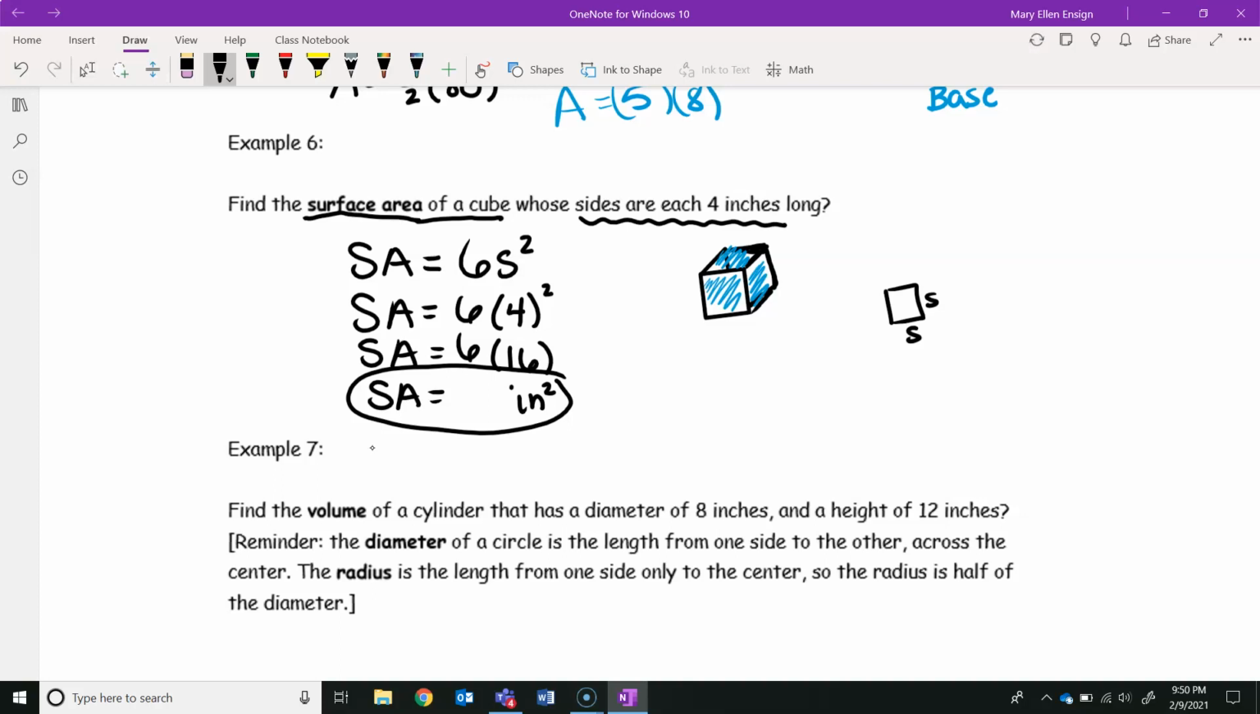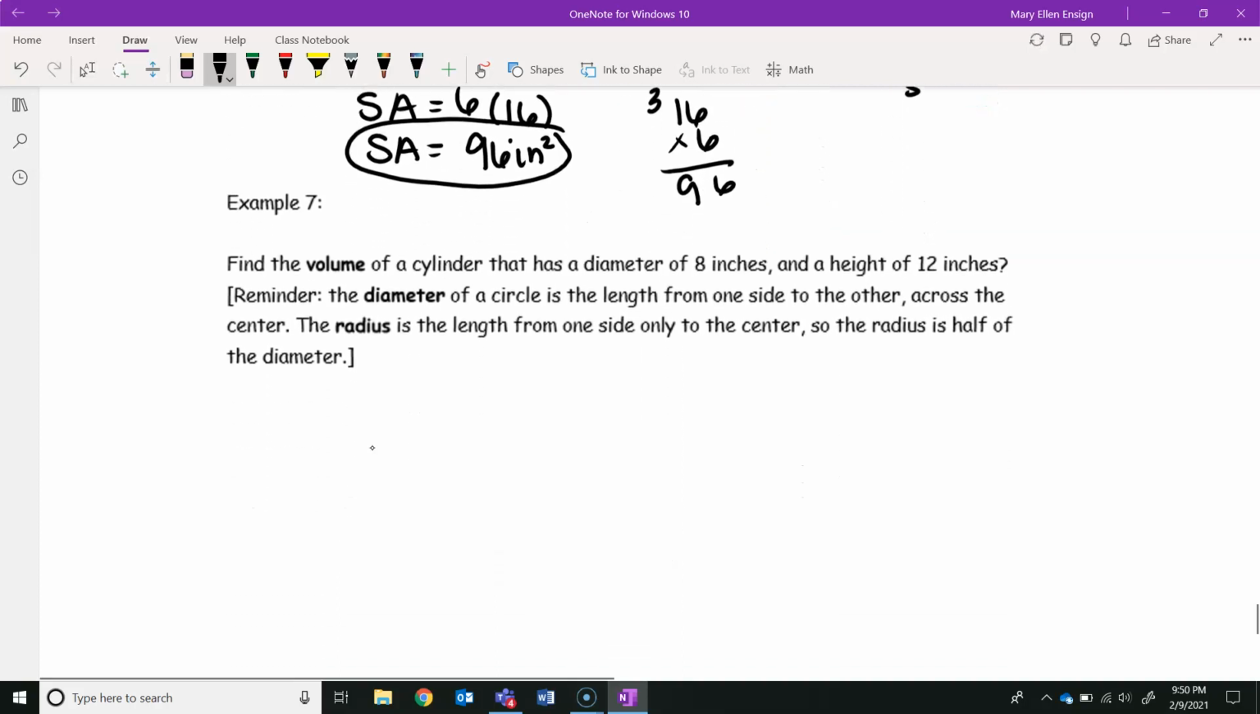So my sides are each 4 inches long. That goes in for the side length. I do my exponents first. So 4 squared is 16. And then I have to multiply these. So 16 times 6 is going to be 96 square inches.